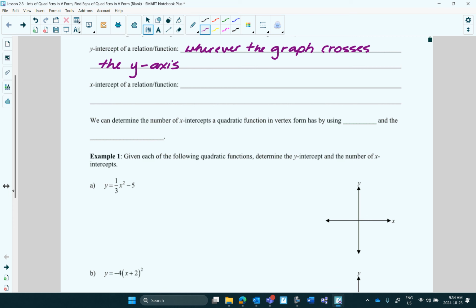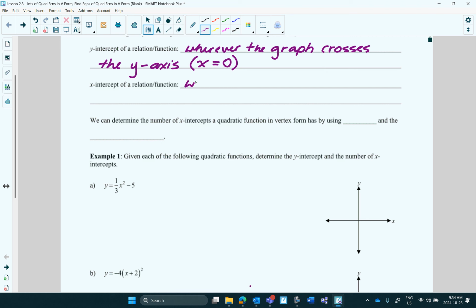So this could be 0.1, 0.2, 0.3. How about this one? The point 0, -1. What's common to all that? X is always 0, and that tells us how we find the y-intercept algebraically. We always make x equal to 0 and then figure out what y is.